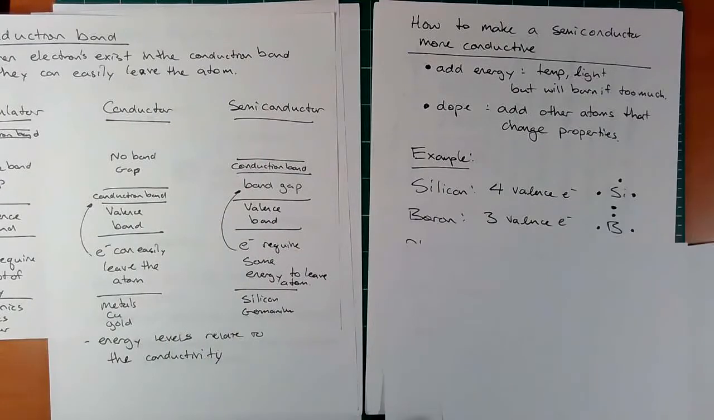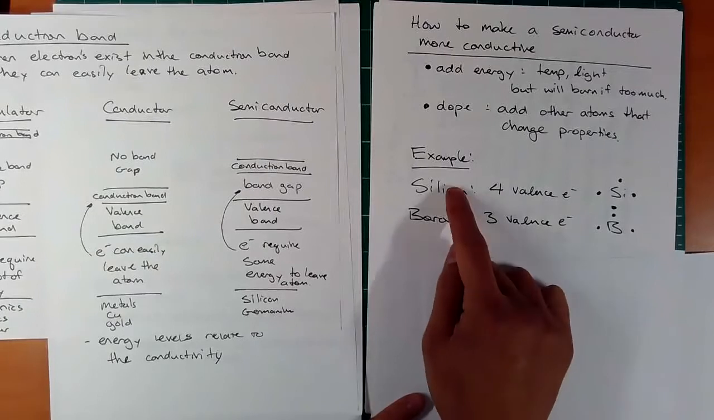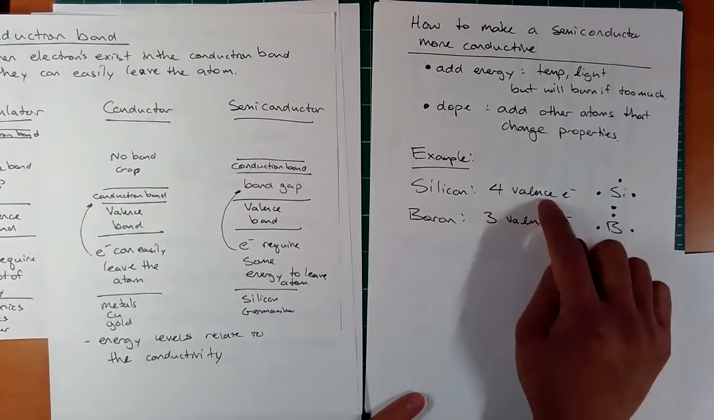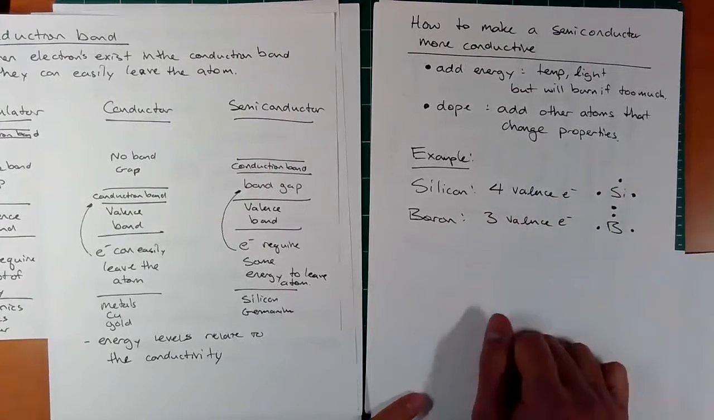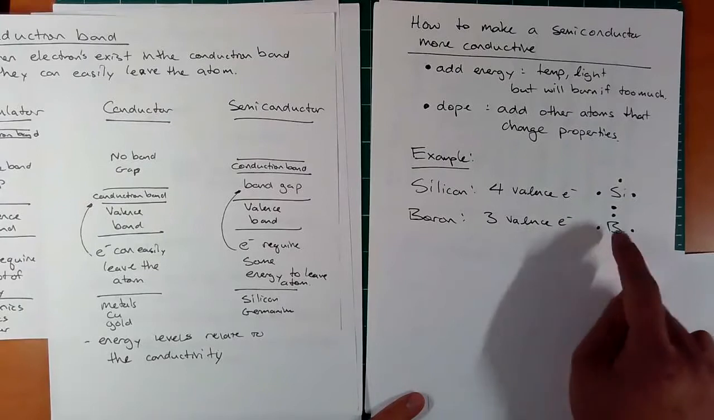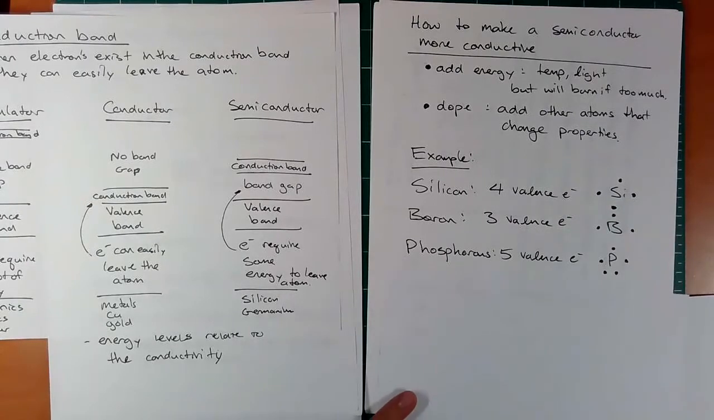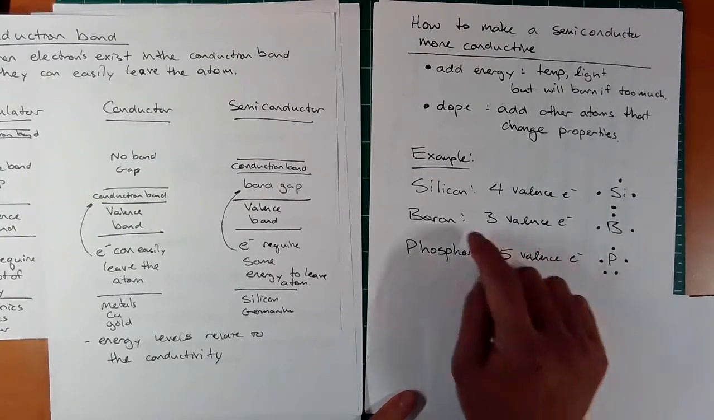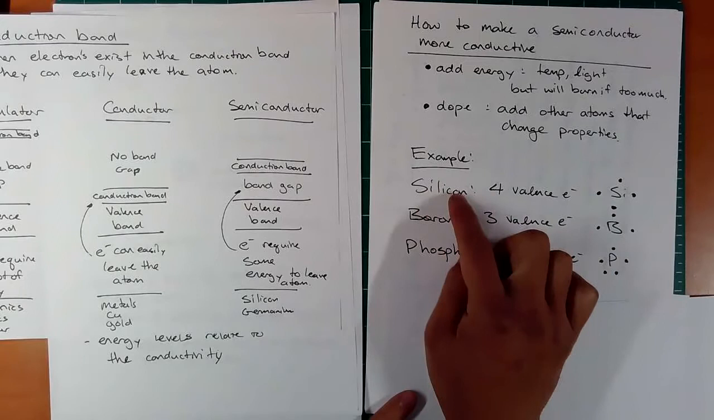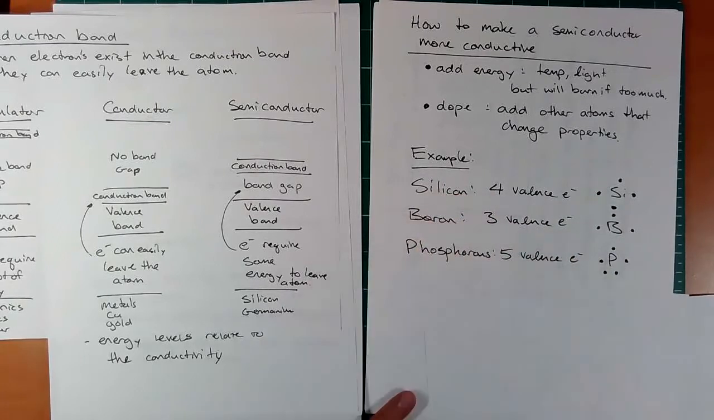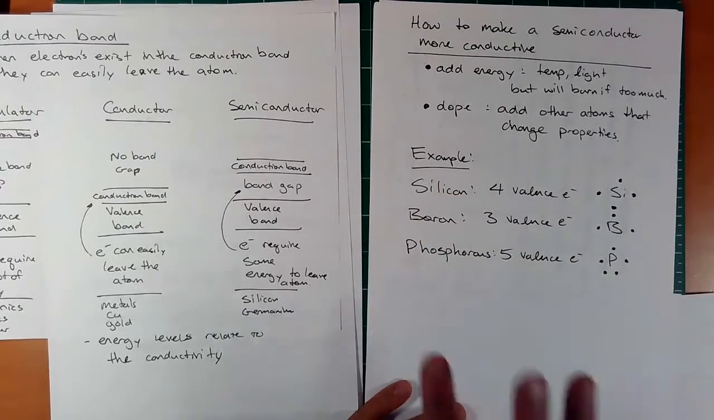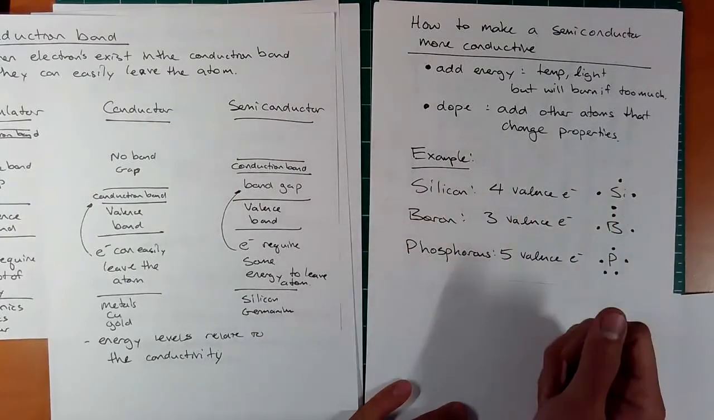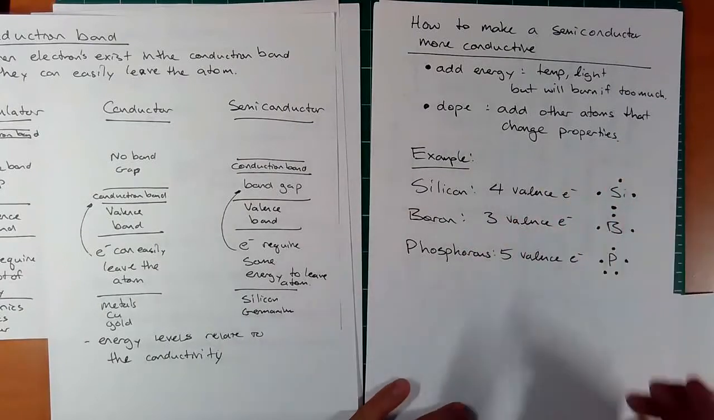So let's look at a specific example with silicon and boron. Silicon has 4 valence electrons: 1, 2, 3, 4. Boron has 3 valence electrons: 1, 2, 3. We'll also look at phosphorus, which has 5 valence electrons: 1, 2, 3, 4, 5. We can take our silicon, which is our semiconductor, and dope it with either boron or phosphorus. Let's see how this allows us to get more or less conductivity, but also selective conductivity, so we can make our diode.